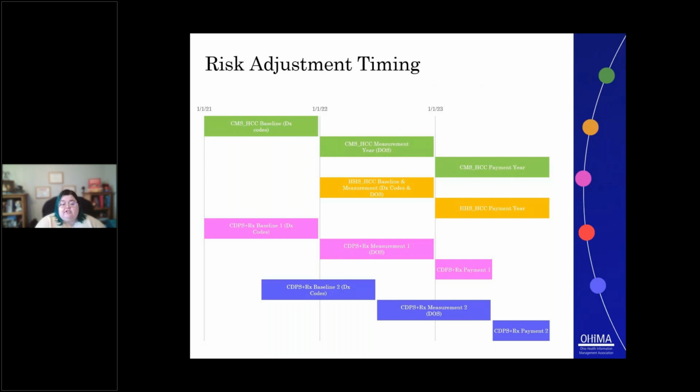This often means that initiatives to improve risk documentation are often not realized for at least a year, sometimes 2 into the future. This makes the measurement of initiatives around risk adjustment challenging for most healthcare organizations, as many rely on measuring internal process measures and project future risk impact due to this delay in realization.